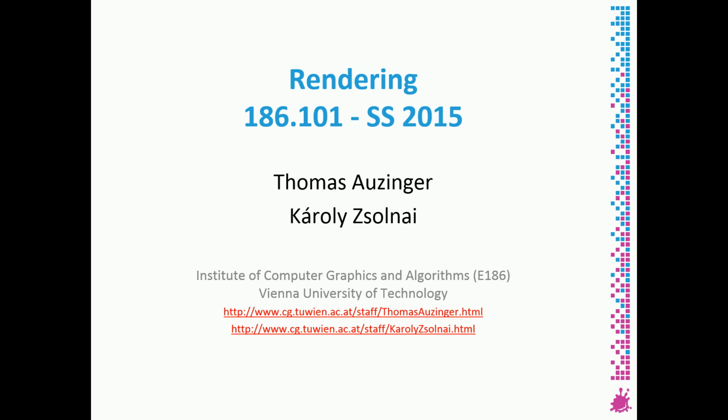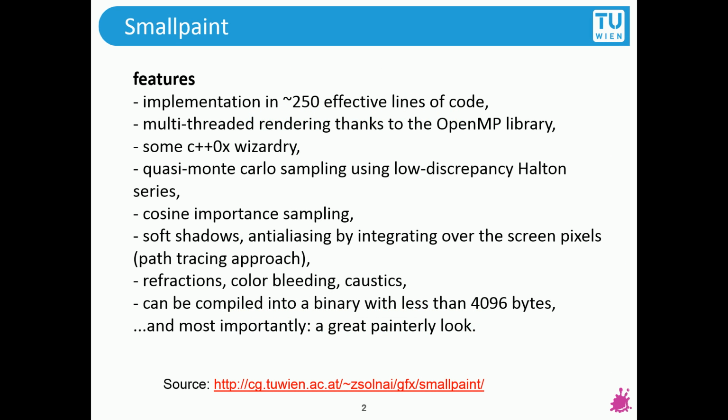What a wonderful day we have today, and what a wonderful time it is to write a path tracer. So why don't we get started? What we are going to be looking at is a program called SmallPaint, which is a small path tracer in effectively 250 lines of code, and it contains everything that we have learned during this course.